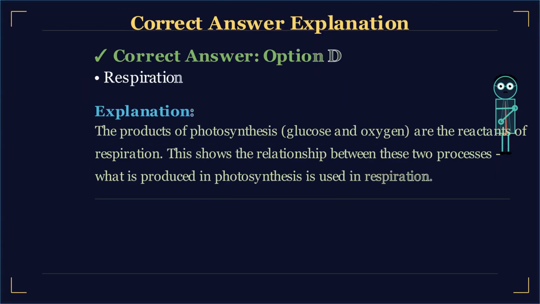Here's the explanation for the correct answer. The products of photosynthesis, glucose and oxygen, are the reactants of respiration. This shows the relationship between these two processes. What is produced in photosynthesis is used in respiration.